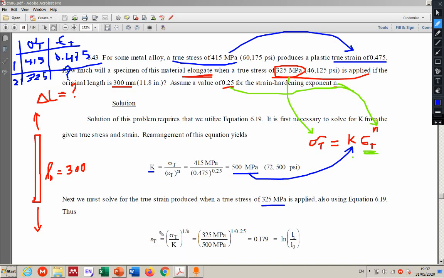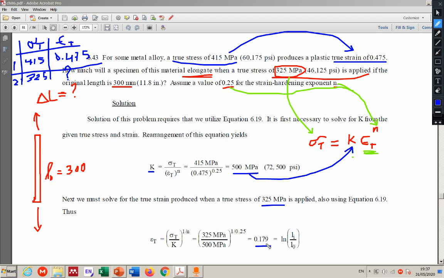This is the rearrangement, and this is the n here. Remember, this k goes under here, then you take the root over it, the root on n. Thus there will be 1 over n instead of this one. And here you have the values. We'll place them there, and you find the true strain.